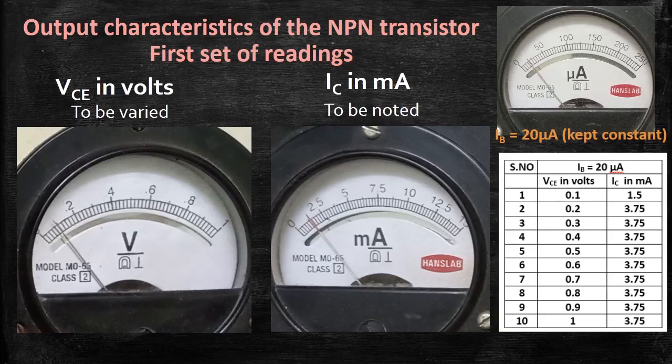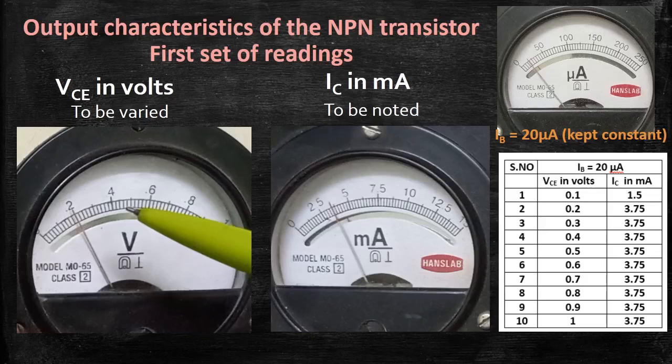Now I am going to increase the value of VCE from 0.1 to 0.2. Look at the value. It shows 0.2 volt. Often you have to check the IB value. It should be kept exactly at 20 microampere. Note that there is a sudden increase in IC. It is coinciding with the 15th division. 15 into 0.25 is 3.75. So 3.75 is the IC value now.